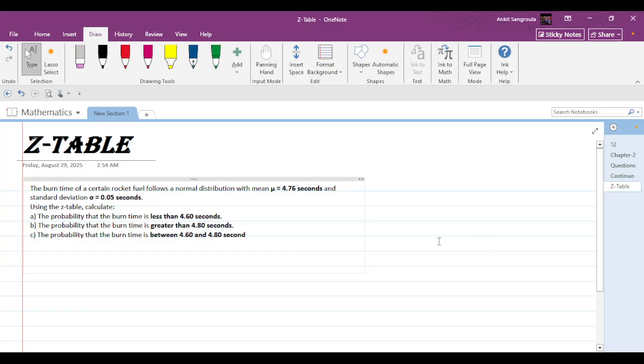So, hello everyone. Today we are going to solve this question. This question is from the Z table, and it proceeds as follows.